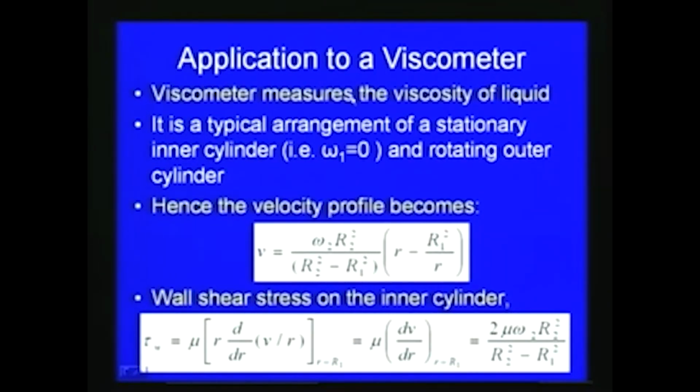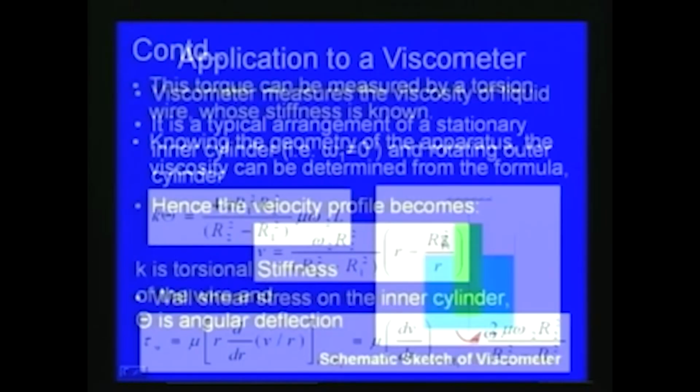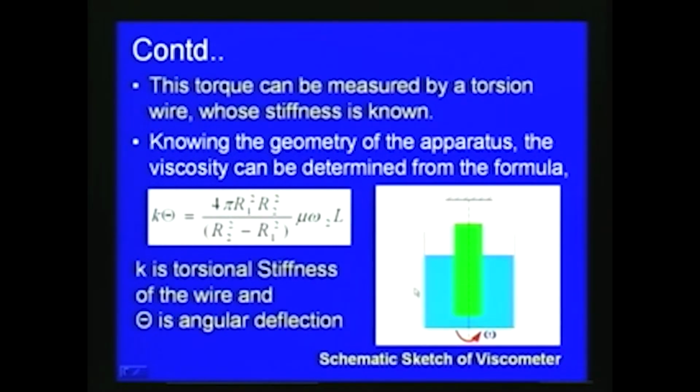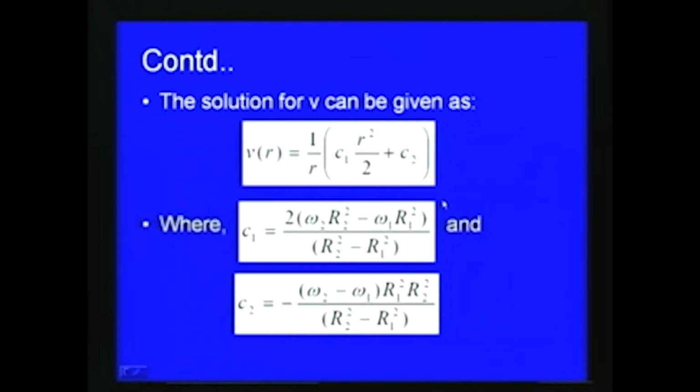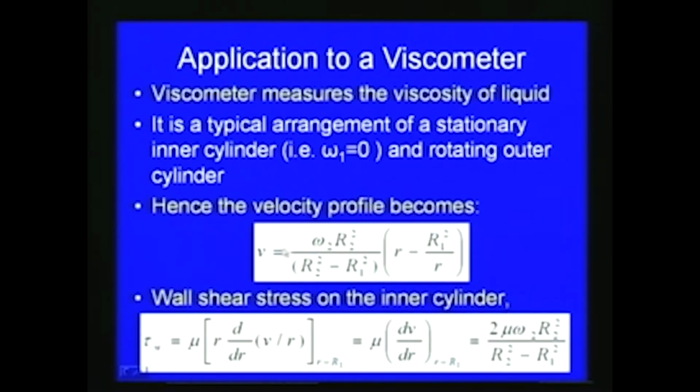A viscometer measures the viscosity of a liquid. The next slide shows a schematic sketch of the viscometer. Here it is a typical arrangement of a stationary inner cylinder, so that we can assume the angular velocity omega 1 is equal to 0, and a rotating outer cylinder. Hence, with respect to our earlier equation which we derived, the velocity profile we can write as V is equal to omega 2 r2 square divided by r2 square minus r1 square, into small r minus r1 square by r.